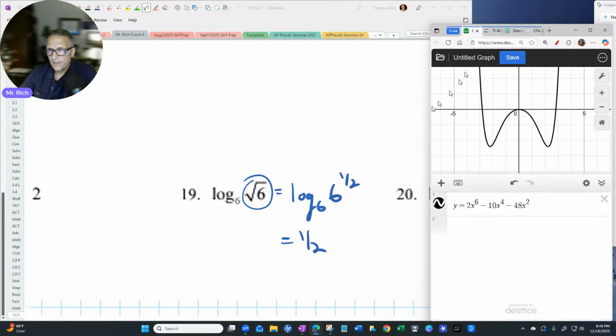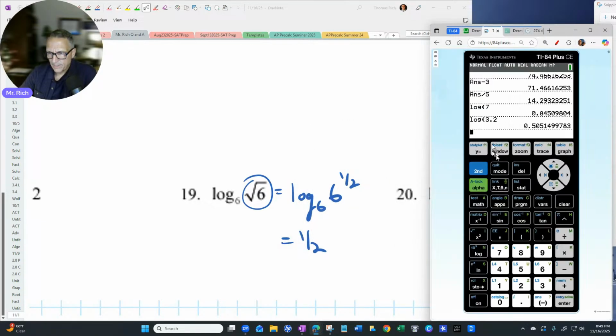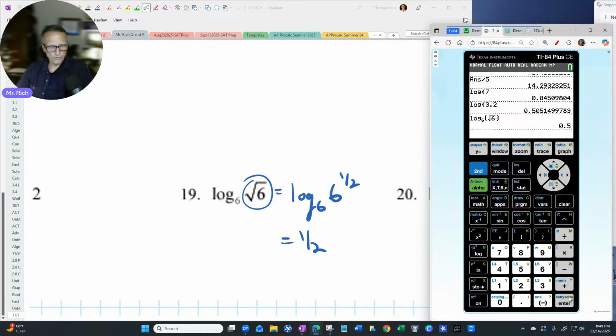I understand that. But there is a command on the TI-84 called logbase. It's in the math menu. If you scroll up from the bottom, you'll see the log base, and you can put your own base into the logarithm. So you could put 6. If you're doing this problem here, you could do log base 6 of the square root of 6, and you'll see that it'll return an answer of 0.5 right there.